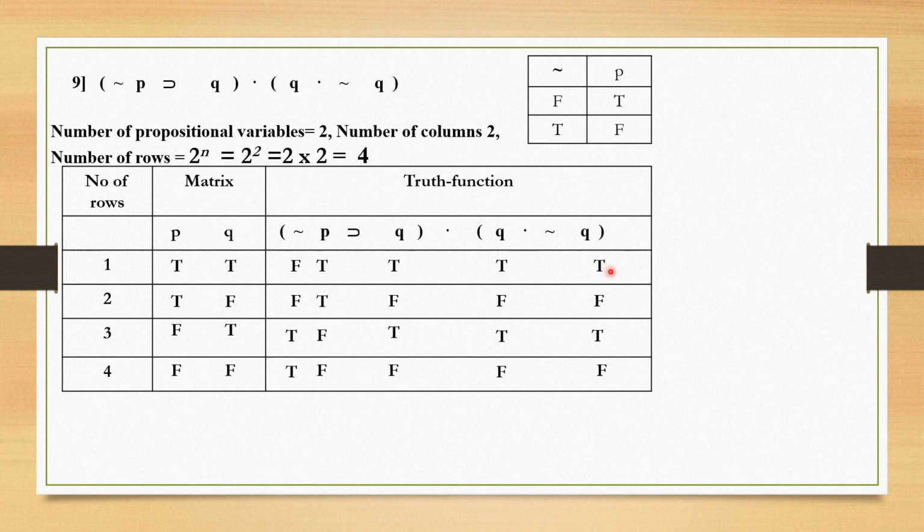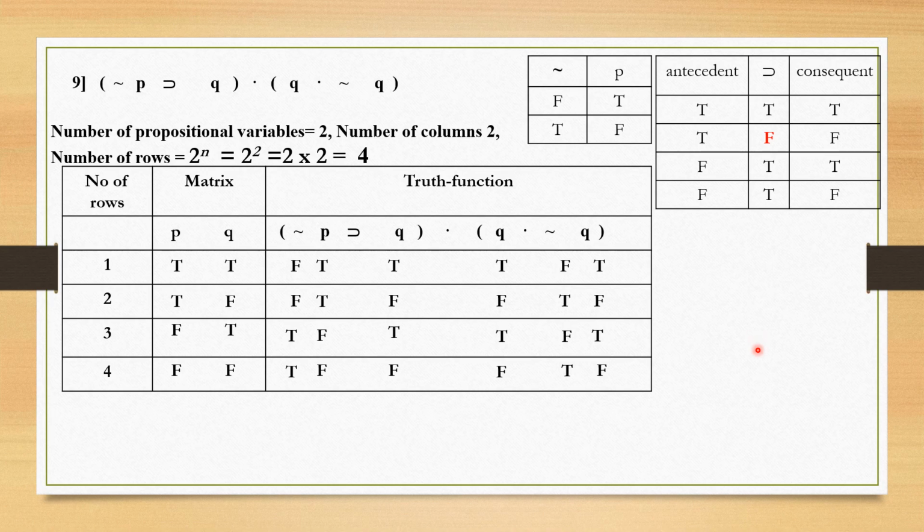Same applies to Q. Q is true, then its negation is false. Then Q is false, then its negation is true. Now first you'll solve this bracket and then this bracket. These two brackets are joined by a conjunction which we will solve last, which is the main connective. So what you'll do here?